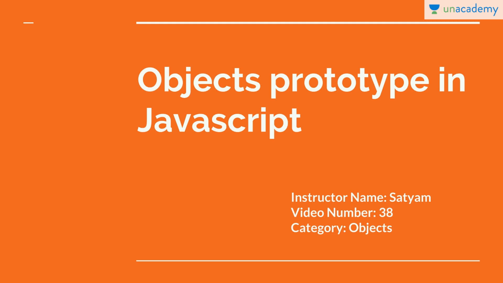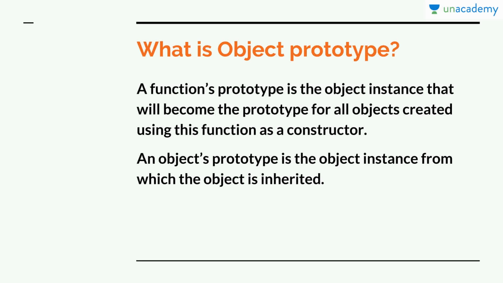So let's see the definition of prototypes. A function's prototype is the object instance that will become the prototype for all objects created using this function as a constructor. You have created an object, and one instance or one copy of that object will become the prototype of all objects created using this function as a constructor.